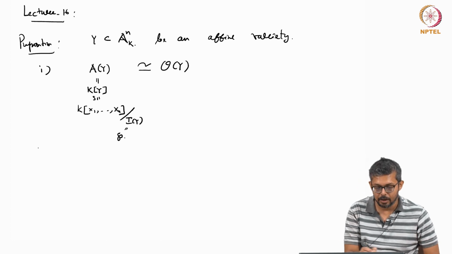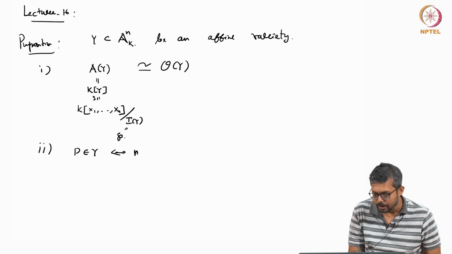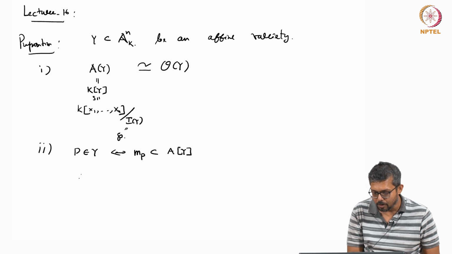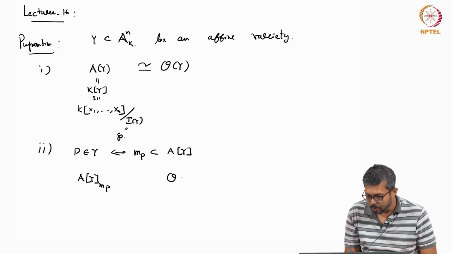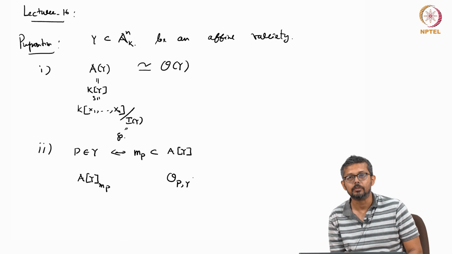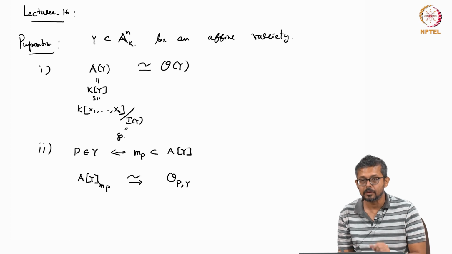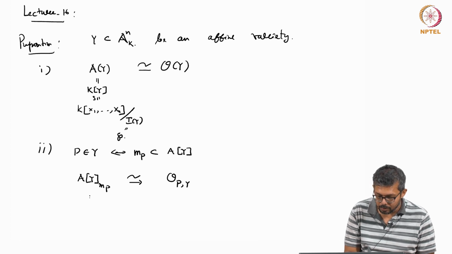Right. And then if you take a point P in Y, then this corresponds to a maximal ideal, by the Hilbert Nullstellensatz, in your A(Y). Now you can talk about A(Y) localization at m_P, and you can also talk about O_P, or O_{P,Y} if you want to include your Y. Then these two are isomorphic, right? So that is that.